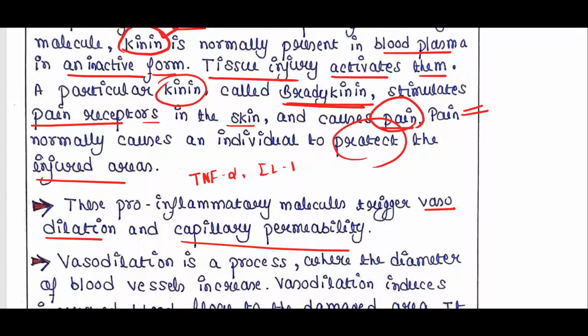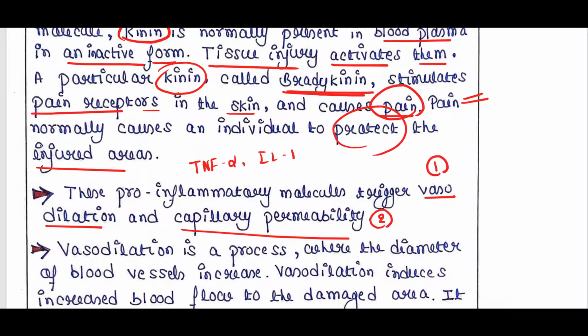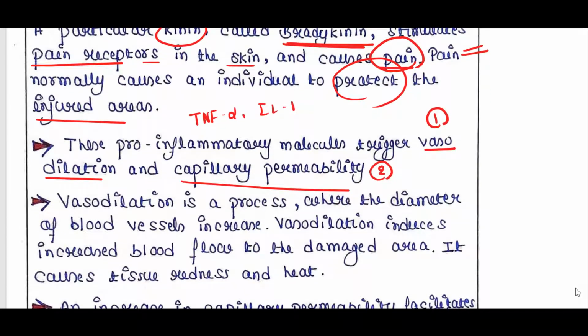So these pro-inflammatory molecules do two things. One is vasodilation and two is capillary permeability. So what is vasodilation and what is capillary permeability? Vasodilation is a process where the diameter of blood vessels increases.